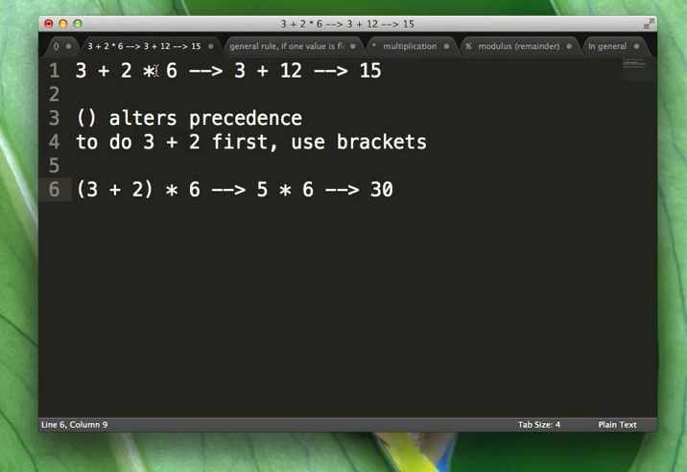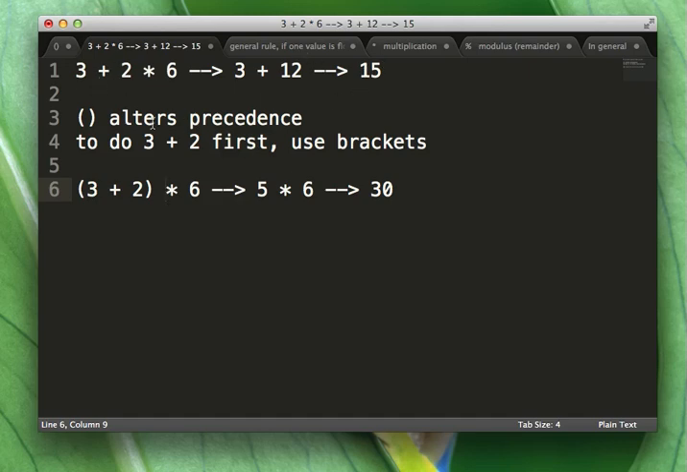So let us begin by taking a look at an expression. 3 plus 2 times 6. Now, from your math studies, you should know that multiplication and division have a higher order precedence. What this means is that multiplication is always done before addition. So therefore, in this particular expression, 2 times 6 will be done first, and then 3 would be added to it, and thus the result is 15.